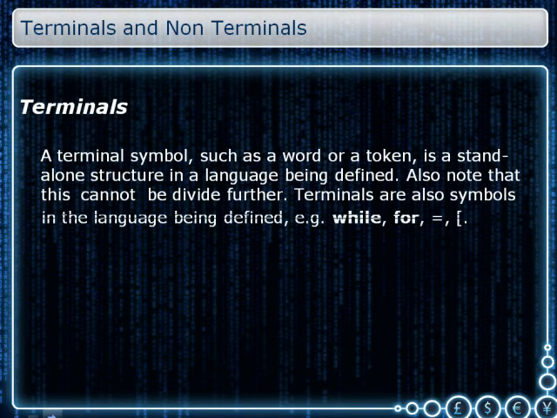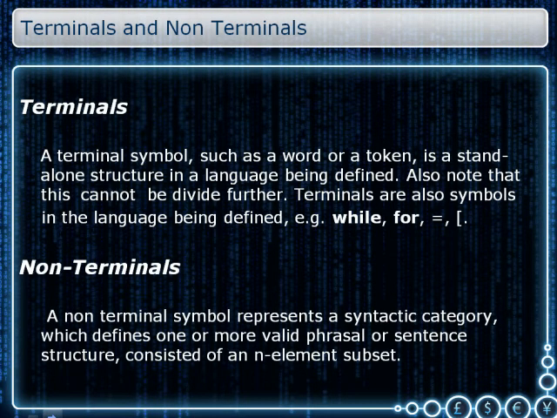One is the terminals. A terminal symbol, such as a word or a token, is a standalone structure in a language being defined. It also cannot be divided further. Terminals are symbols in the language being defined. Example: while, for, equal sign, square bracket. The other one is non-terminals. A non-terminal symbol represents a syntactic category which defines one or more valid phrase or sentence structures consisting of an n-element subset. Non-terminals are used to talk about the language and are enclosed in angle brackets. Examples: assignment, statement, declaration. That's about it.